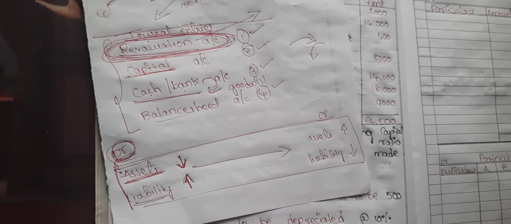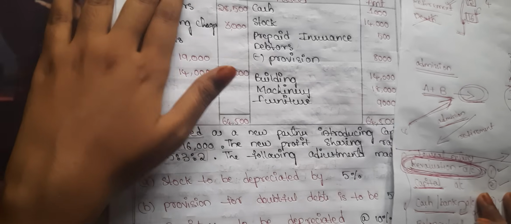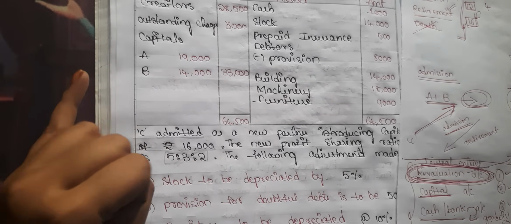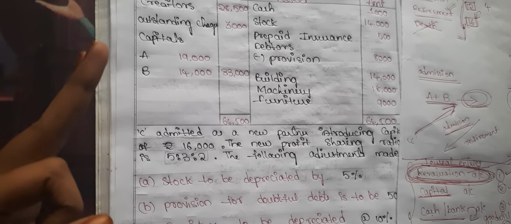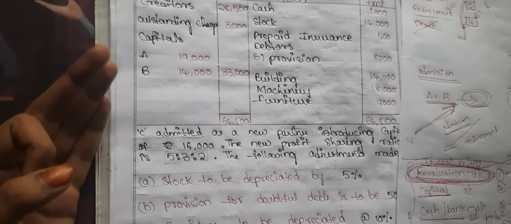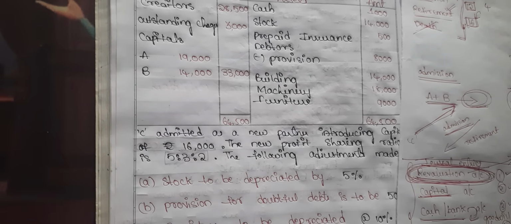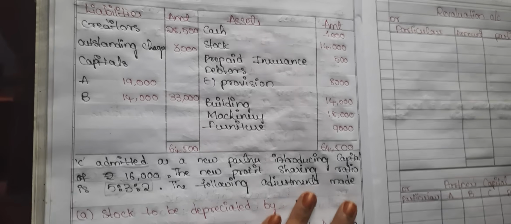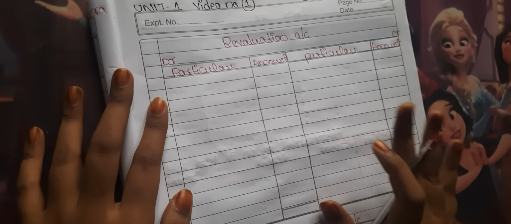Okay, you have already come to know the complete basics of the admission of a partner, how many accounts you need to do, what you need to do, and in revaluation what you need to enter, what you need to focus on, each and everything. Now let us move forward to the solution. As I said, first we are going to make the revaluation account.